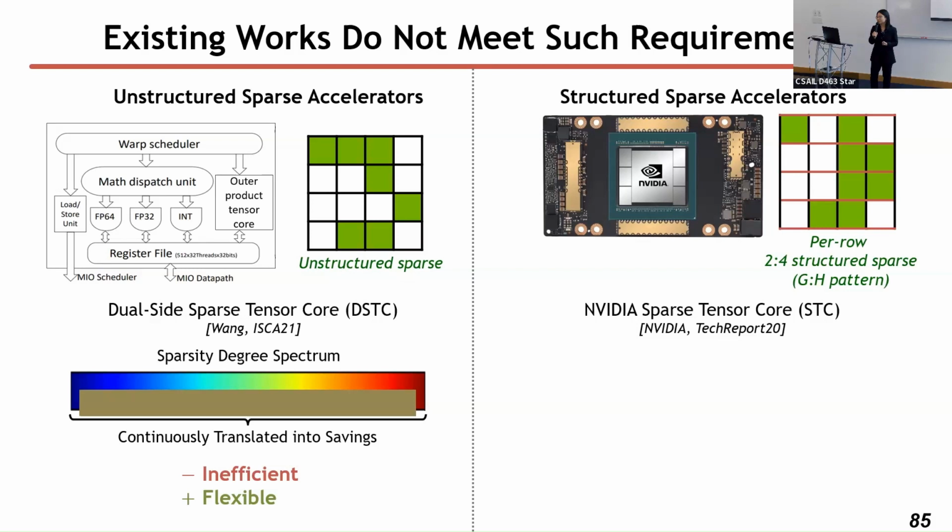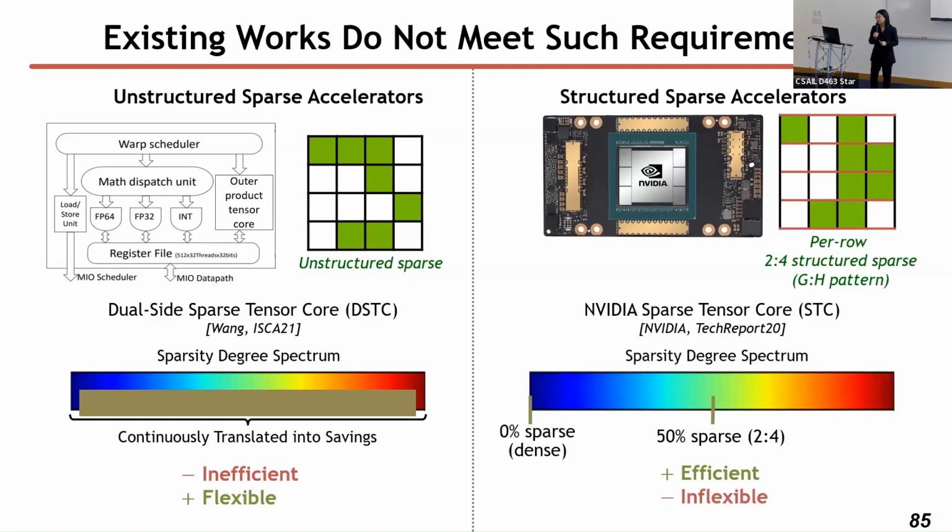As you can see here, it exploits per row 2 to 4 structure sparsity, where each row of 4 values have 2 of them being non-zero. And in this case, because the sparsity is so constrained, the design only requires little hardware overhead, so it is very efficient. However, if we look at the associated sparsity spectrum, it only supports 2 degrees, 0% and 50% sparse. So as a result, they are not flexible enough for us to use.